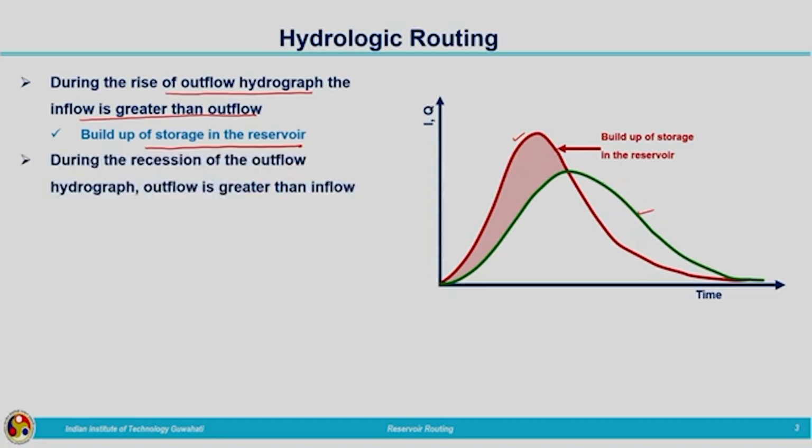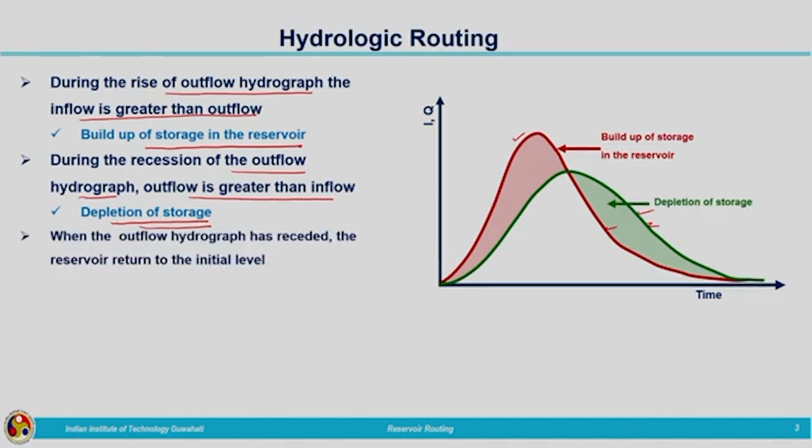Now, coming to the falling limb, during the recession of the outflow hydrograph, outflow is greater than inflow. Look at the figure, you can see comparing this inflow and outflow hydrograph, outflow is more than that of the inflow. This is termed as the depletion of storage, marked by this green hatched region.